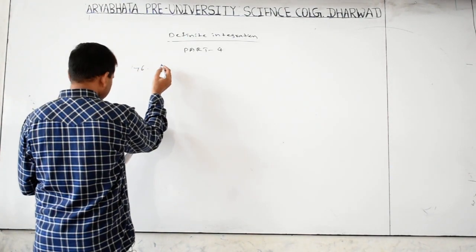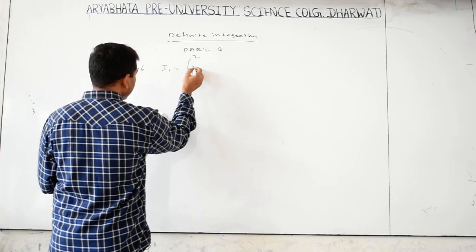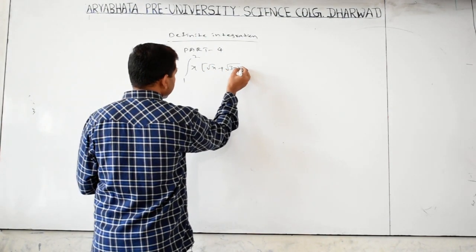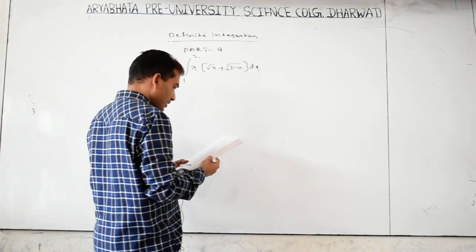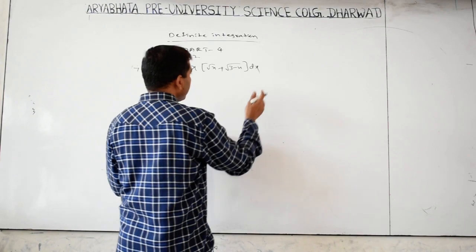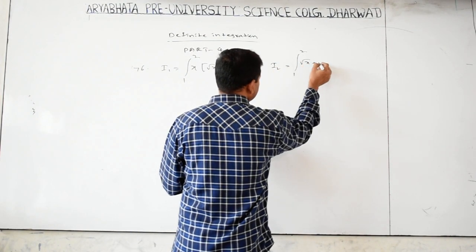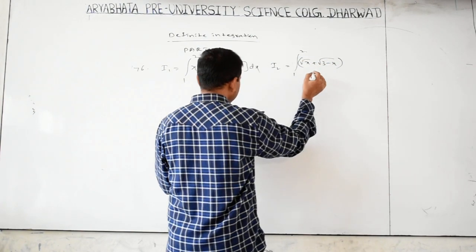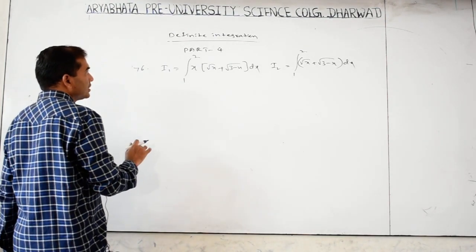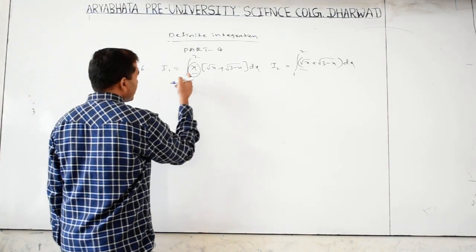Next, 76. I1 equals integration of 1 to 2 x into root of x plus root of 3 minus x dx, and I2 equals integration of 1 to 2 root x plus root of 3 minus x dx. Then what is I1 by I2? Use property. Here x is there, here no x, so we have to eliminate x by using property.